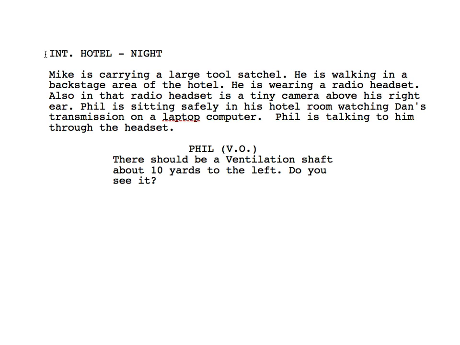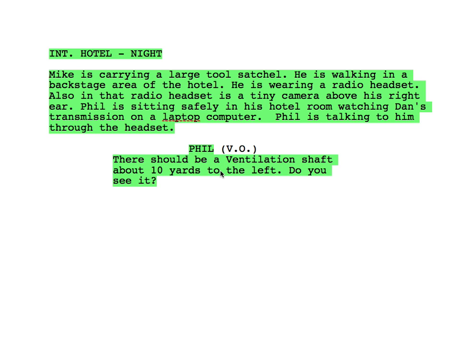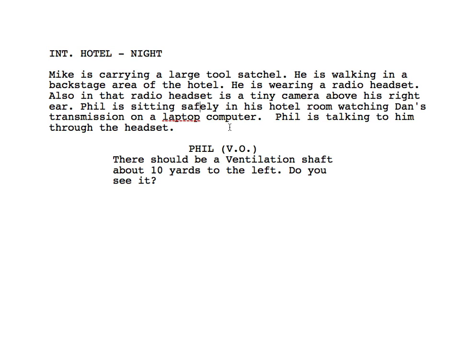This example actually came from a script I found. I've changed some names around, but whoever wrote it shouldn't be embarrassed because we're here to make it better. So let's take a look and let's read it aloud.